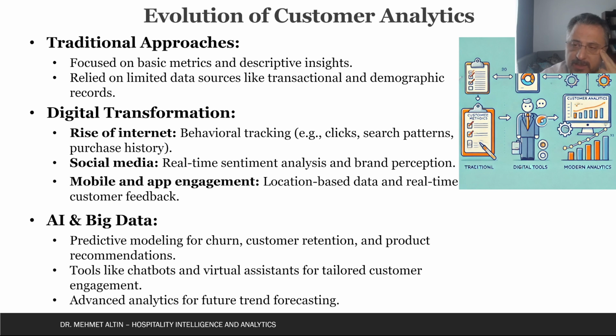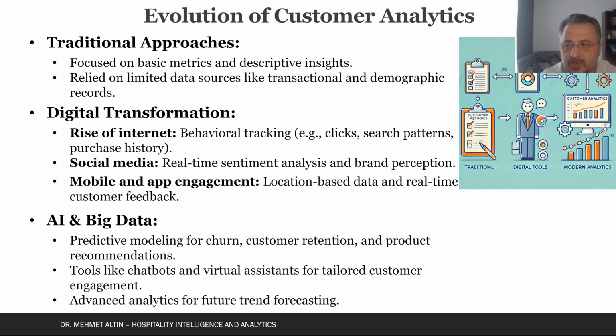Now, customer analytics has come a long way. Traditionally, businesses relied on basic metrics and simple data sets, like transaction records and demographic profiles to assess past performance. These insights were often static and descriptive, providing only a snapshot of customer behavior. But let's not forget, this is still needed, of course, and is still used today. However, digital transformation completely changed this landscape.